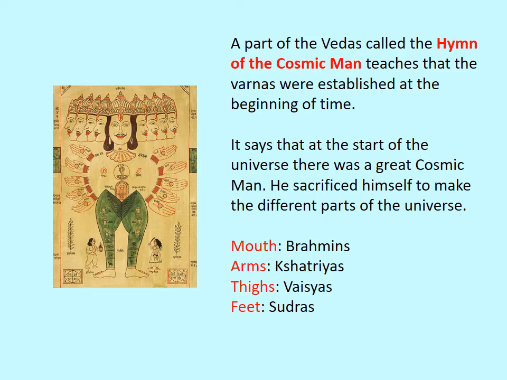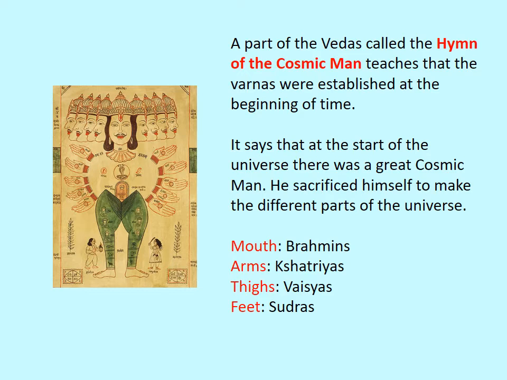Part of the Vedas is something called the Hymn of the Cosmic Man, which teaches that Varnas were established at the beginning of time. So it's not seen as just something that happened in this situation. The idea in the Vedas is that the division into these four Varnas has always been true of mankind. It's fundamental to humankind that they're divided into these four groups.